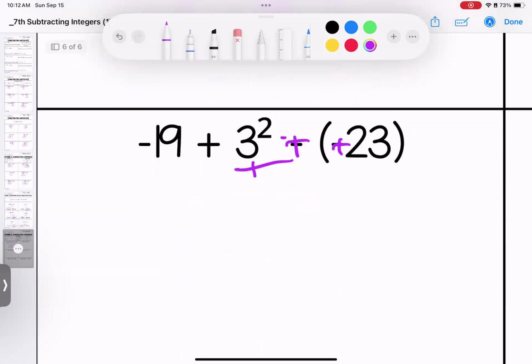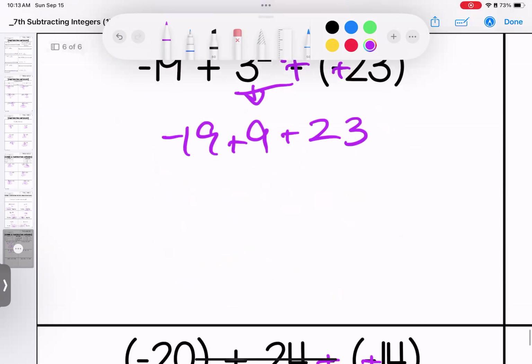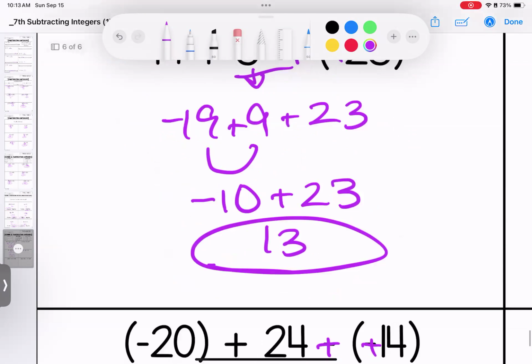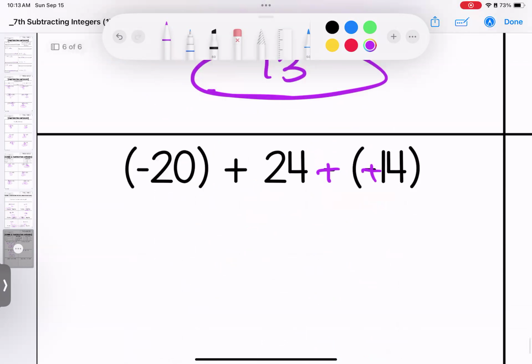Down here, we're going to start with our exponents. 3 times 3 is 9. Bring everything down with you. Yes, this is a parenthesis, but there's nothing else inside. It's just showing you that I had ownership of that subtraction negative sign. Negative 19 and 9 are opposites, becomes negative 10. 23 minus 10 is 13. That 13 is positive.